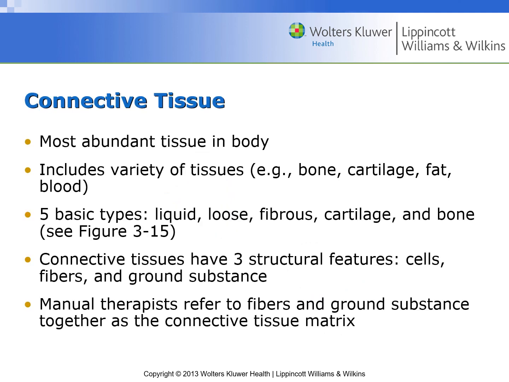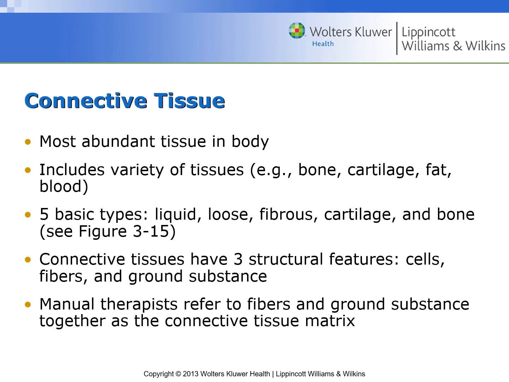Now let's take a look at connective tissue. Connective tissue is the most abundant tissue in the body. It includes a variety of tissues such as bone, cartilage, fat, and blood. There are 5 basic types: liquid, loose, fibrous, cartilage, and bone. Connective tissues have 3 structural features: cells, fibers, and ground substance.